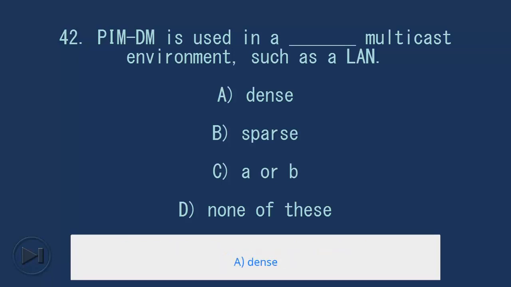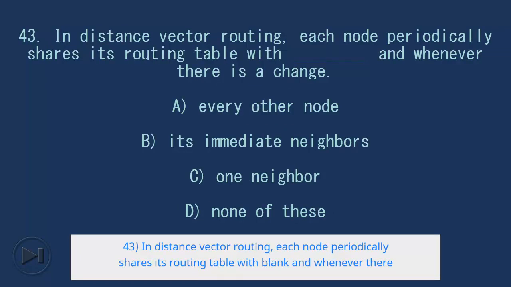42. PIM-DM is used in a blank multicast environment, such as a LAN. A. Dense. B. Sparse. C. A or B. D. None of these. Answer, A. Dense.